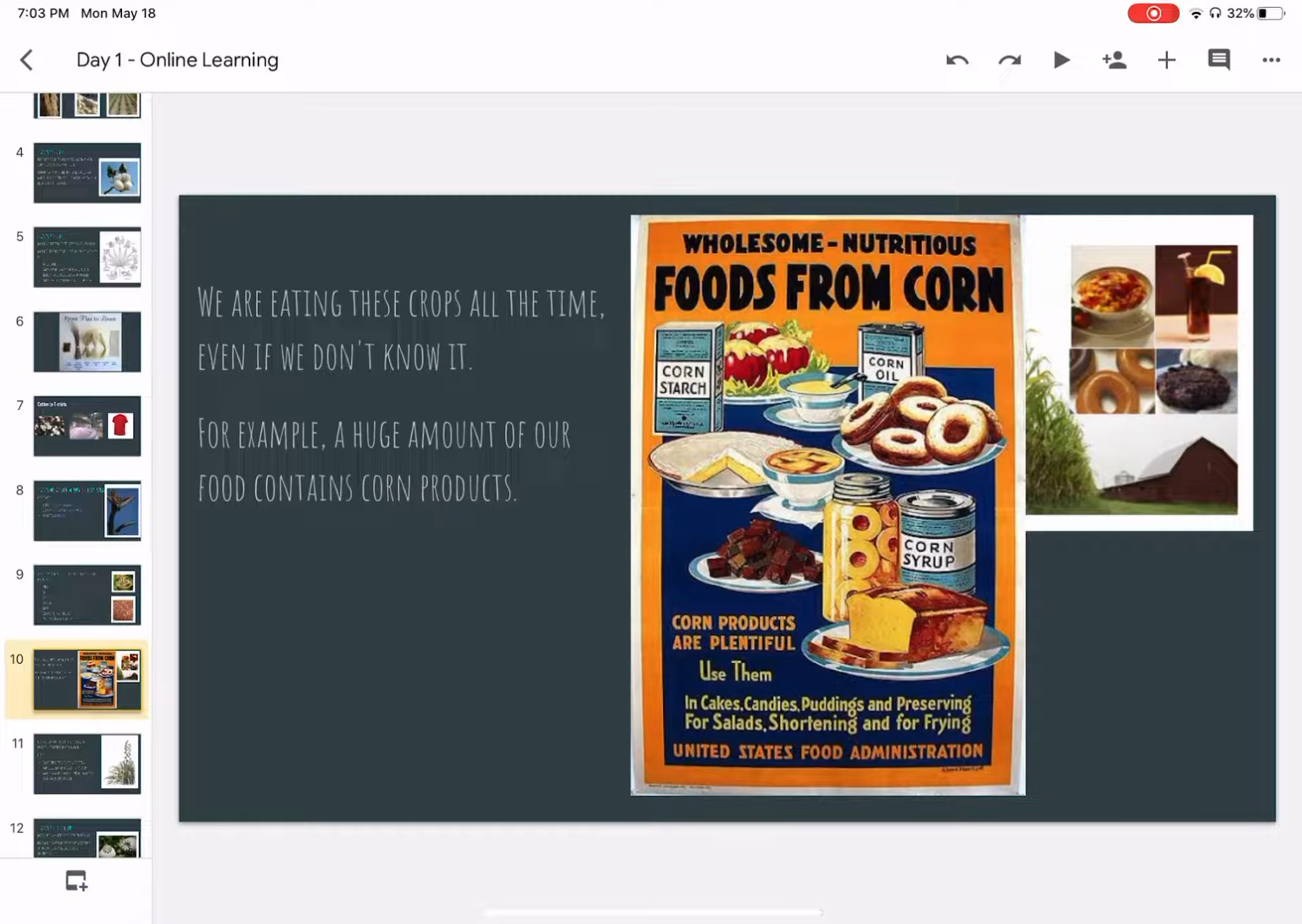Corn is something that is used hugely. If you take a look at this old school poster here, it says wholesome, nutritious foods from corn. Now, we've come a long way from here, and we know that just because it comes from a plant doesn't mean that it stays healthy. For example, things with cornstarch and corn syrup: cakes, candies, puddings, toppings for salads, shortening, which is essentially a fat alternative used to fry things in.